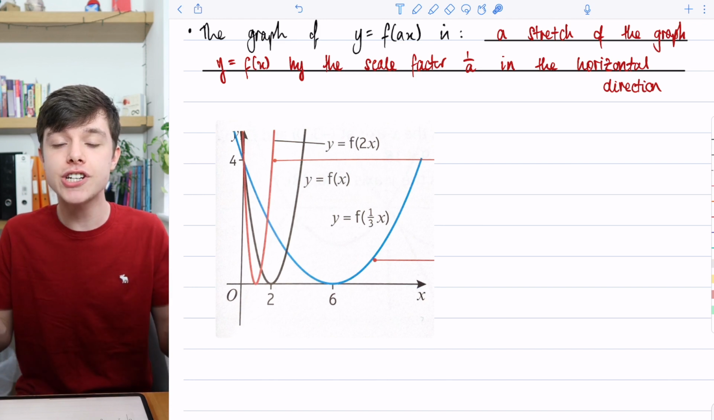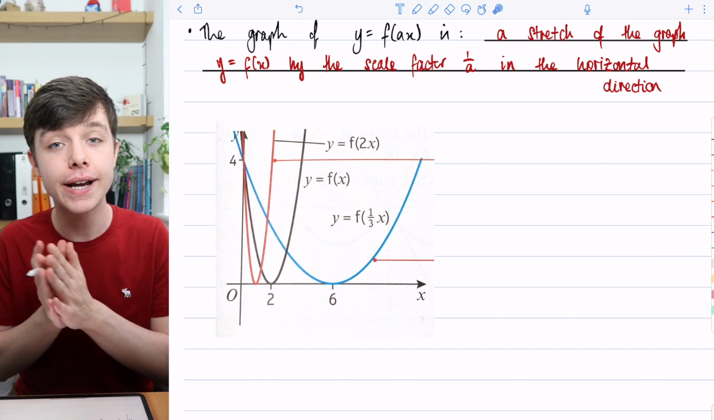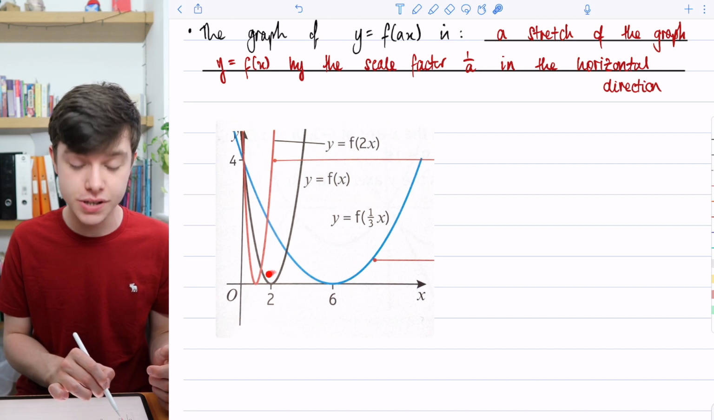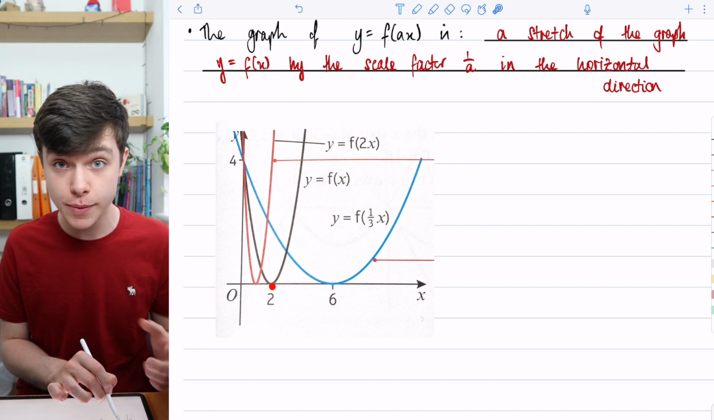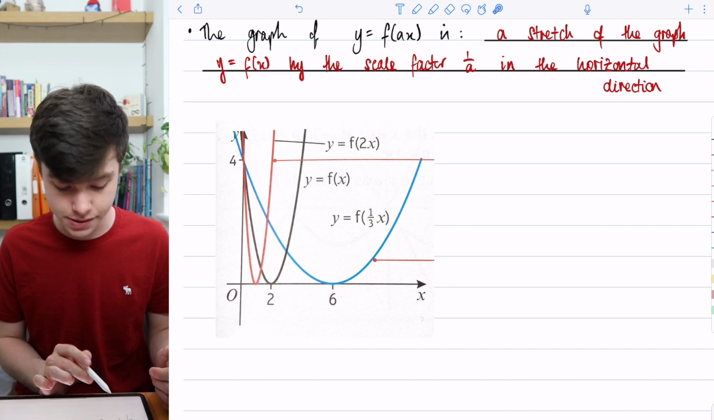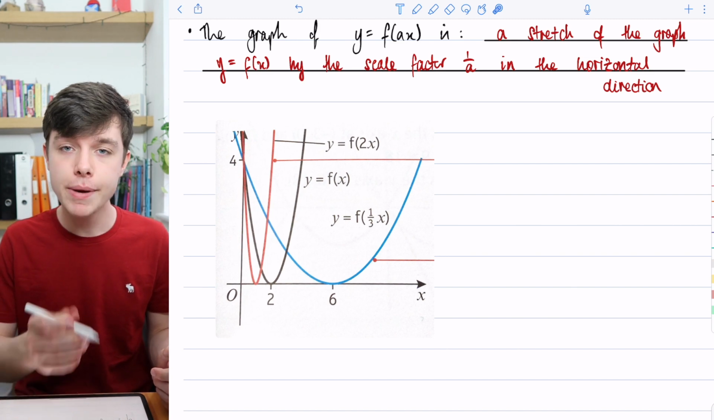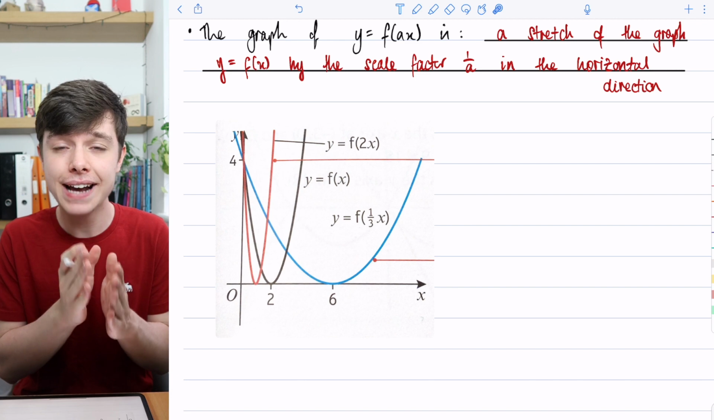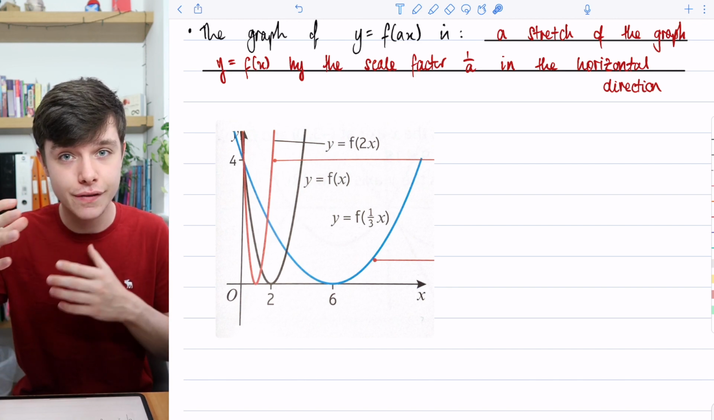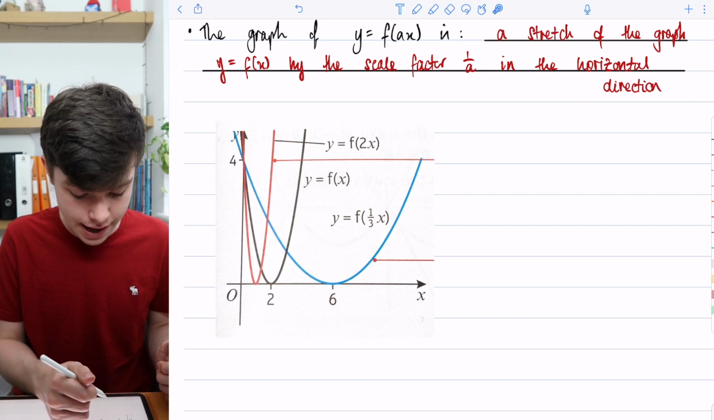And because it is a stretch in the horizontal direction, all of our x values will be multiplied by our scale factor, which is 3. So the turning point here was at an x value of 2. That's now going to become 3 times bigger. It's going to now become the turning point at 6. We can see we have a y intersection at 4, and because that is on the y-axis, x is 0 there, we're doing something to the horizontal. We're not doing anything to the vertical here, because it's a horizontal stretch. That y-intercept is going to stay the same.